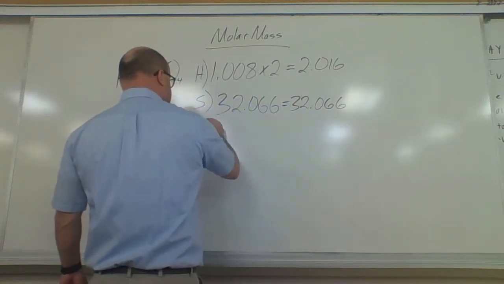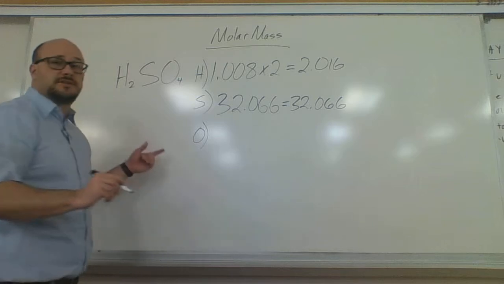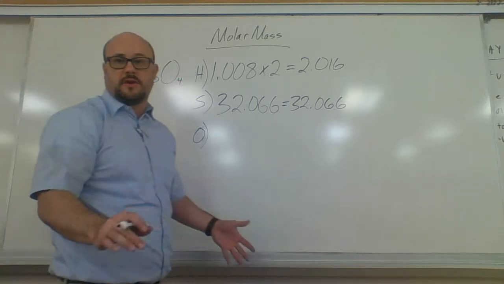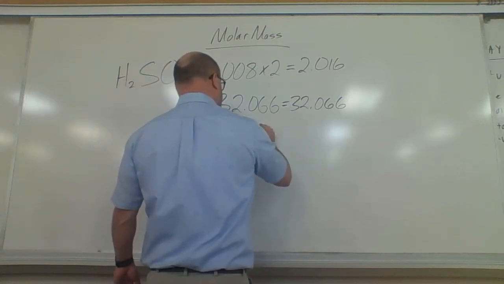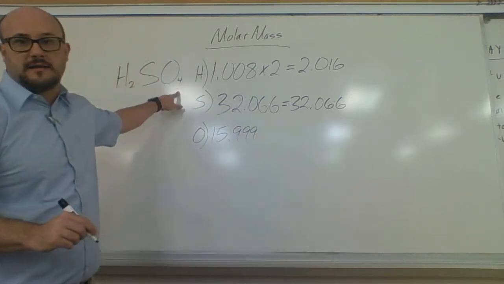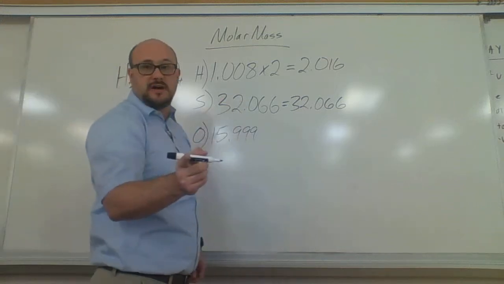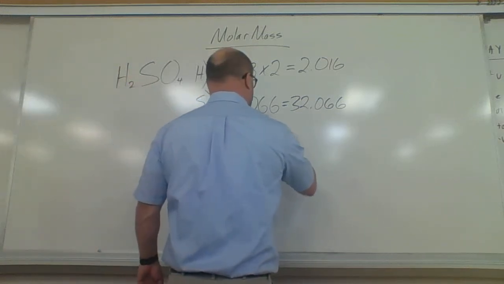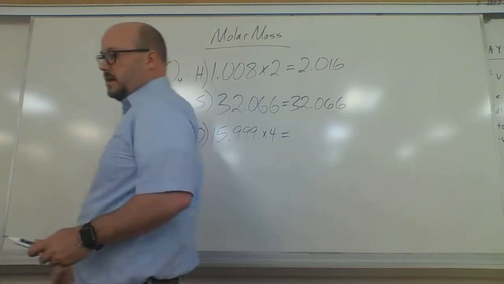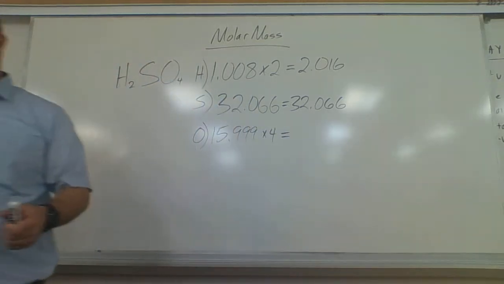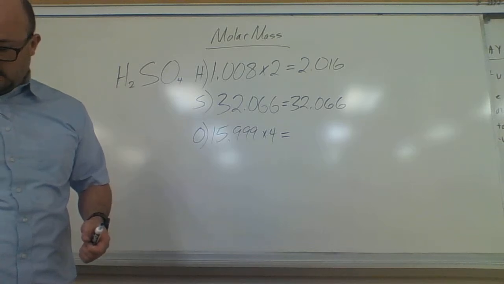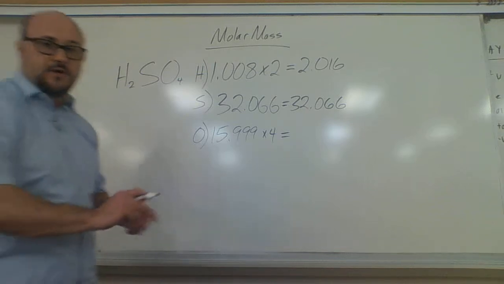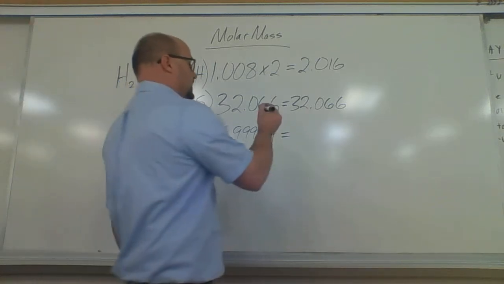Last but not least, oxygen. Oxygen is 15.999 grams per mole, and we have 4 atoms of oxygen. So we're going to multiply that by 4. And once we do that, you plug that into your calculator. 15.999 times 4 gives us a total mass of 63.996.